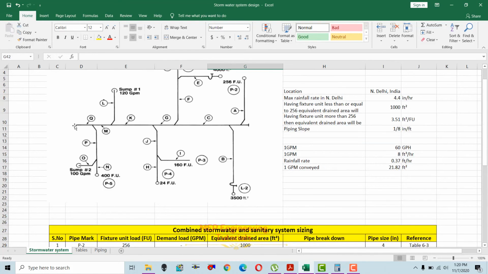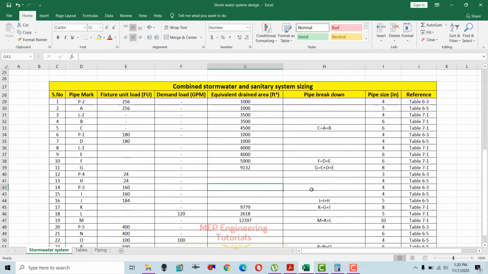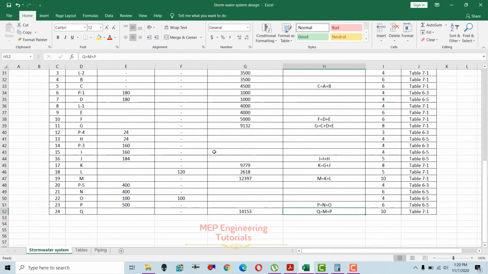Now the last section here is Q. Q will be the sum of the flow from point M and P. You can see in here M and P. So M, we know that we already calculated the equivalent drained area for M is 12397 square feet. And for point P, we have fixture units. We don't have the equivalent drained area, so we need to convert this fixture unit into equivalent drained area. So G47 is this value. We directly have the equivalent drained area plus this value.